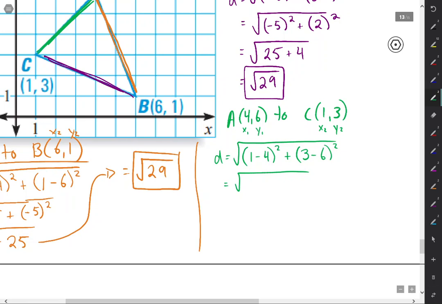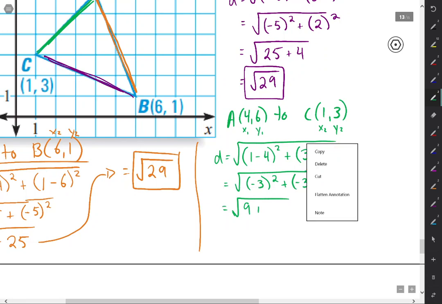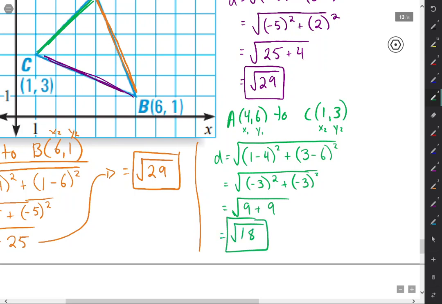So 1 minus 4, that is minus 3, and that'll all be squared. And then plus 3 minus 6 is minus 3 again, which is squared. So minus 3 times minus 3 would give us positive 9. And then again, minus 3 times minus 3 is positive 9. So we're going to have 9 plus 9. So our final answer is the root of 18.